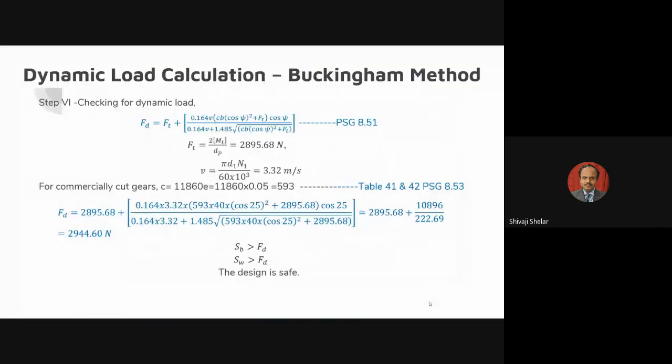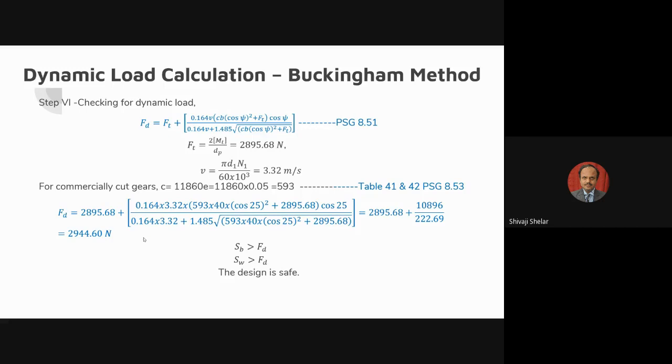Okay, so by taking that value of E as 0.05 from tables 41 and 42, we can calculate the C value as 593. Now we are putting all these values in the above equation. You can see here we have put the value of Ft, the value of velocity, the value of C, the value of B, and the angle psi, 25 degrees, here. By doing this calculation, you get the dynamic load value as 2944.60.